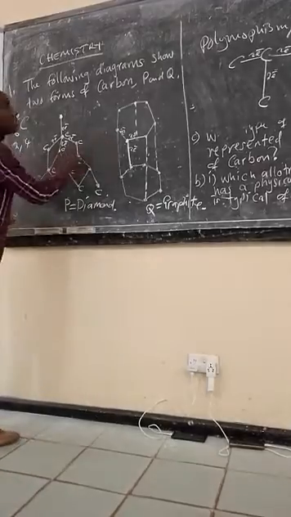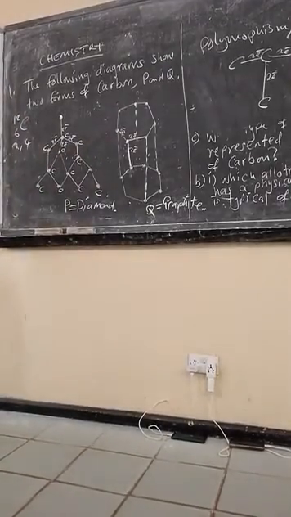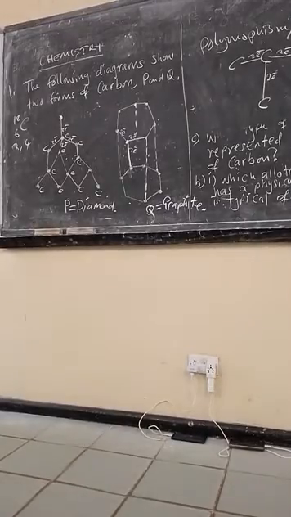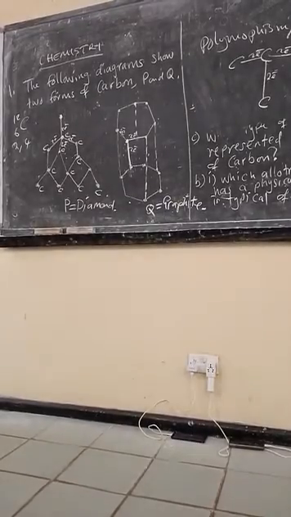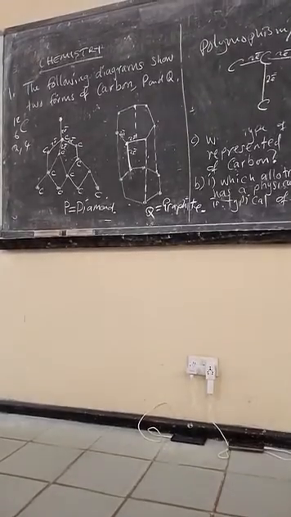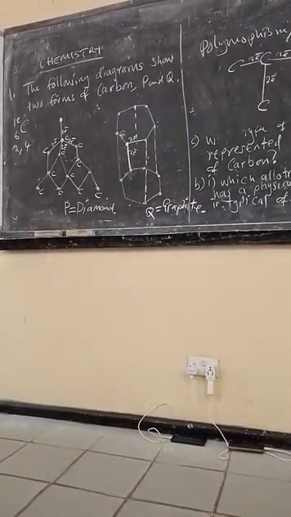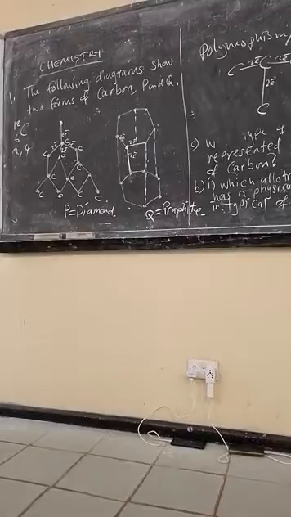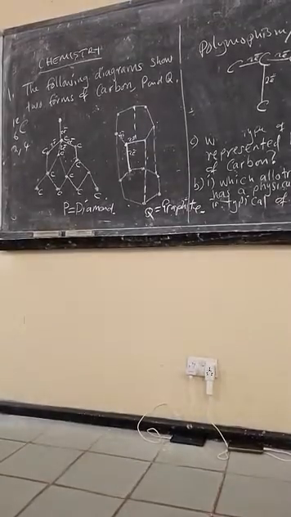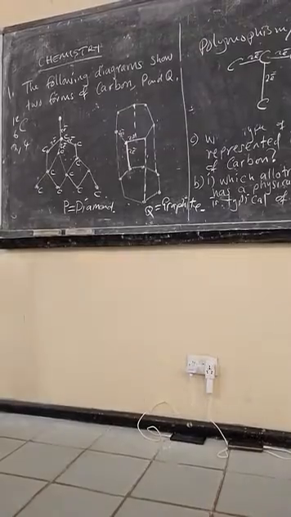So these are the two allotropes of carbon. What is an allotrope from what I've just said? You've heard that? So an allotrope is an element that can exist in two or more forms without changing its physical state. Can you write that one?